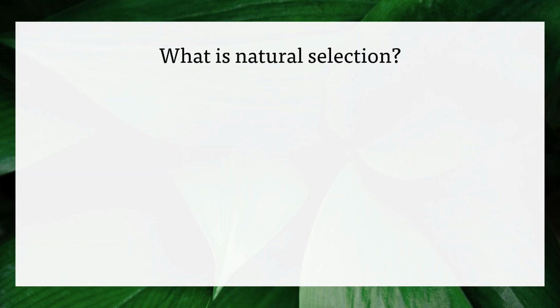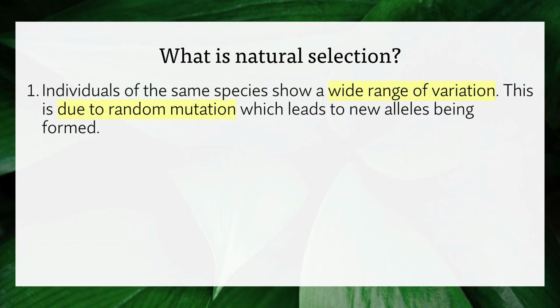Okay, so let's go over what natural selection is. When it comes to natural selection, we have individuals of the same species that show a wide range of variation. What that means is, let's say rabbits, right? We have rabbits of different fur color, or we have people of different heights, for example, or butterflies with different patterns on their wings. All of this variation is due to random mutation. Mutations are random changes in the DNA sequence, and that can lead to new alleles. Then these different alleles would cause different variation.